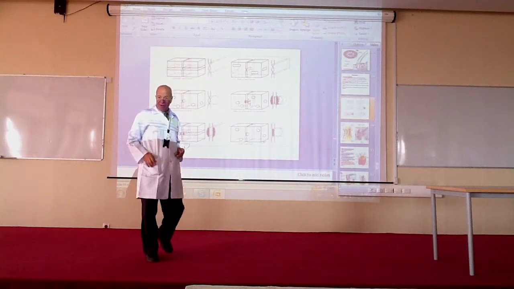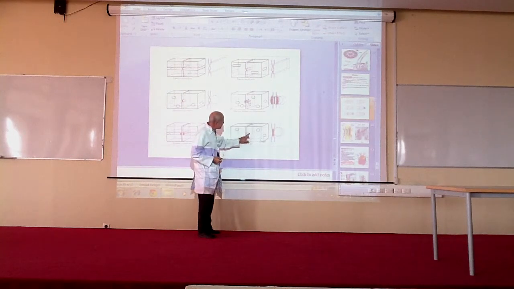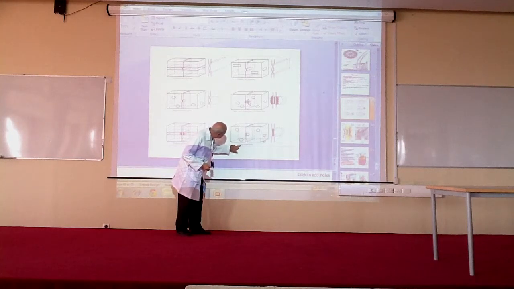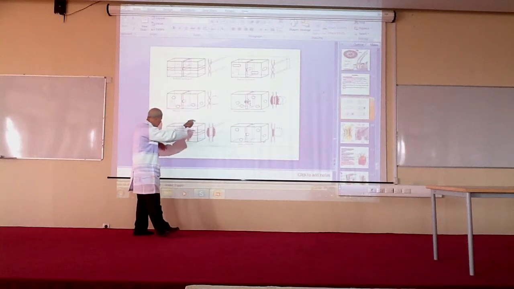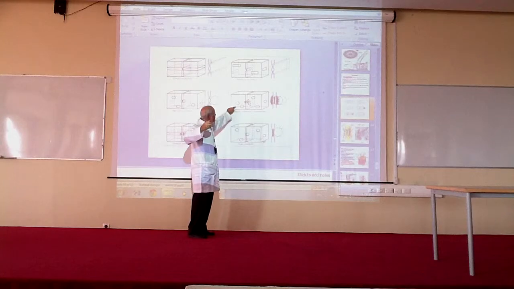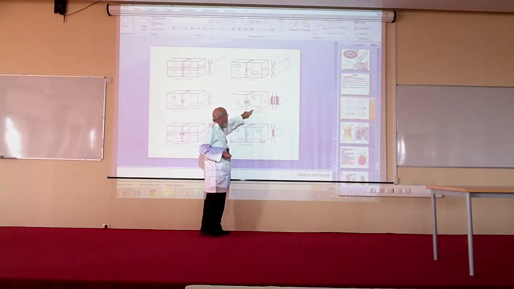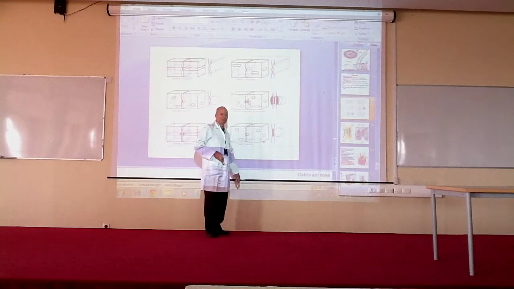One more type. If the junction is present in a spot, it is called desmosome. This is macula. If this macula is present here but does not connect two cells, but connects the cell to the basement membrane, it is called hemidesmosome.